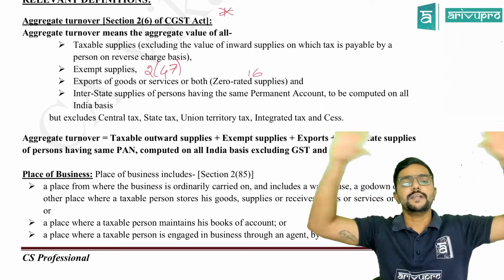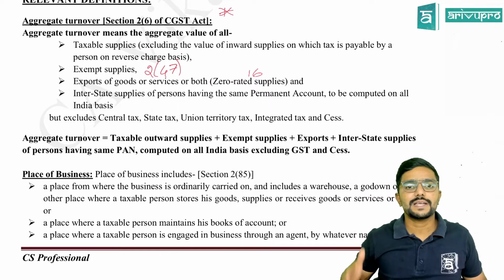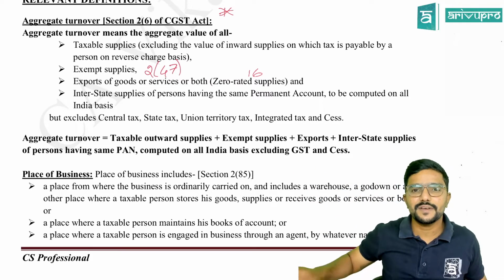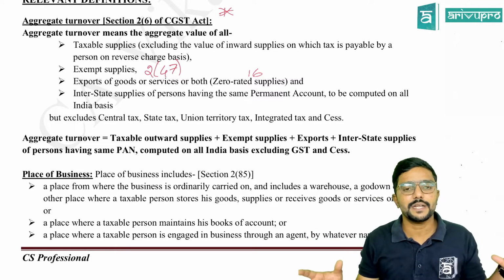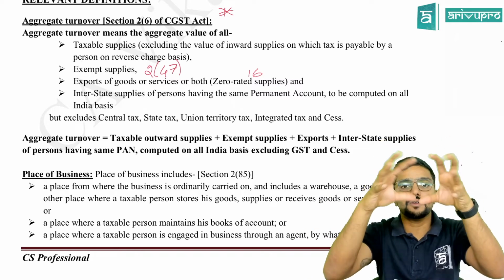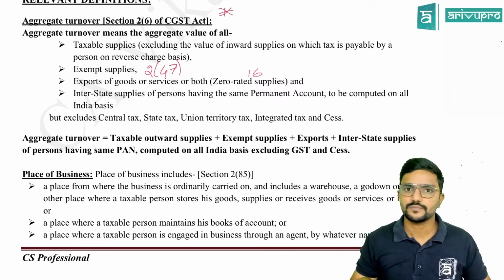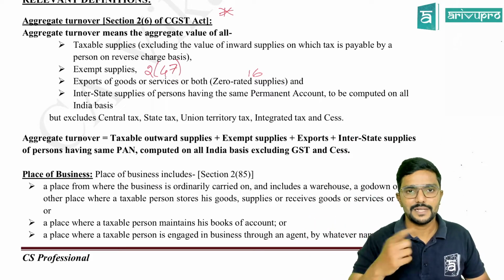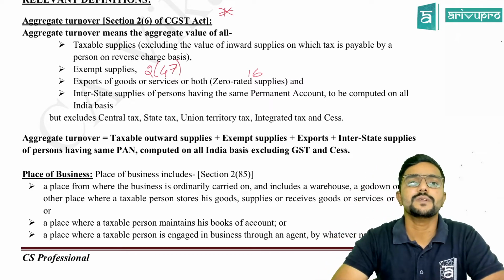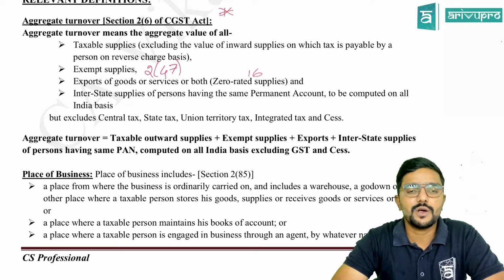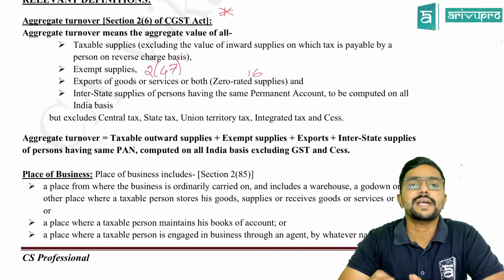Sir, I have 5 different branches in India. While calculating aggregate turnover, should I calculate for each branch separately? Yes, you should calculate each branch separately. But aggregate turnover means the aggregate of the turnover of all the branches in India. So if all the 5 branches are put together, what is the total aggregate turnover? That is the aggregate turnover for you. Clear? So it should always be calculated on all India basis.